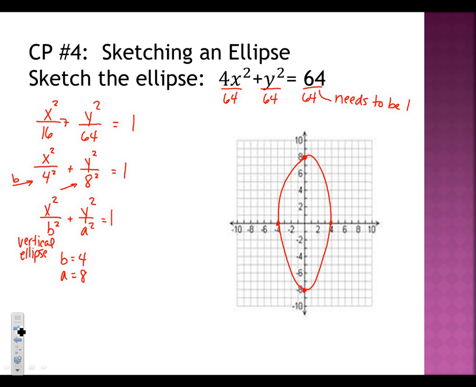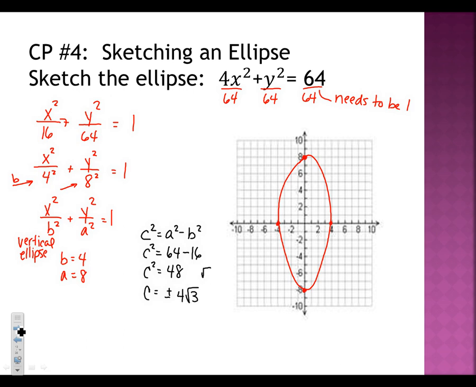The focus, let's just do this in case they ask you for it in the future. If we needed to plot our focus points, remember we have that relationship. The focus comes from the C's, which we haven't looked at yet in this problem, but we can find it using this relationship, right? So C squared is equal to A squared minus B squared, and C squared then is equal to 48. So C is equal to plus or minus 4 square root of 3.